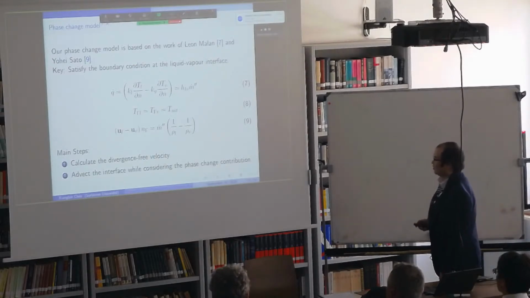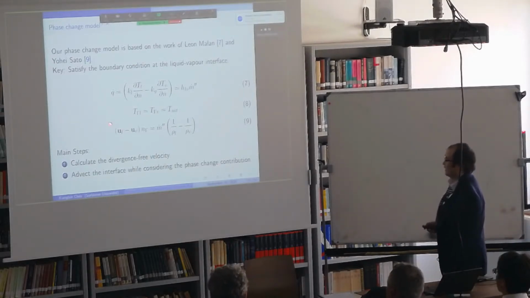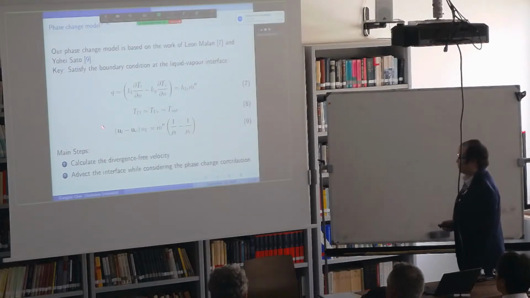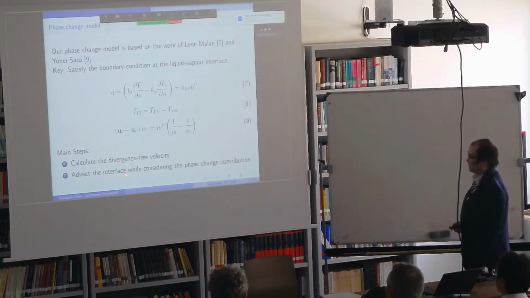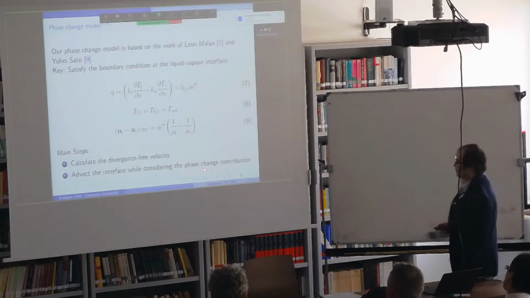To fulfill this, the main step is to calculate the divergence-free velocity, which is this UL. Because we think the interface is advected by this divergence-free velocity UL, we use this UL to advect the interface while considering the phase change contribution.